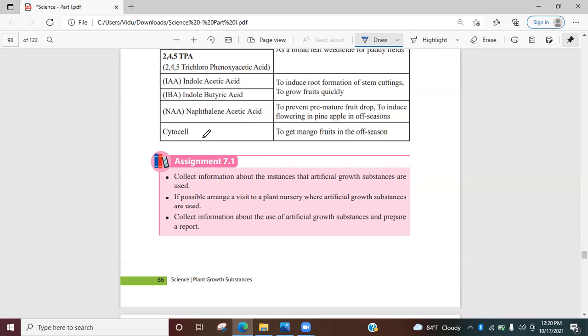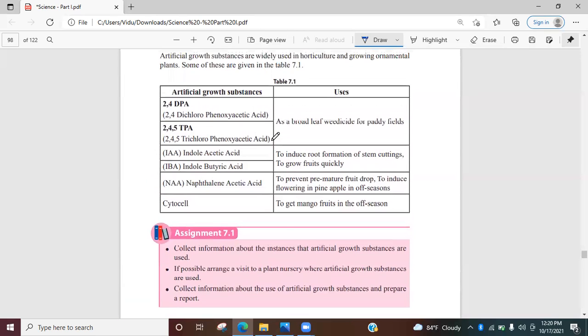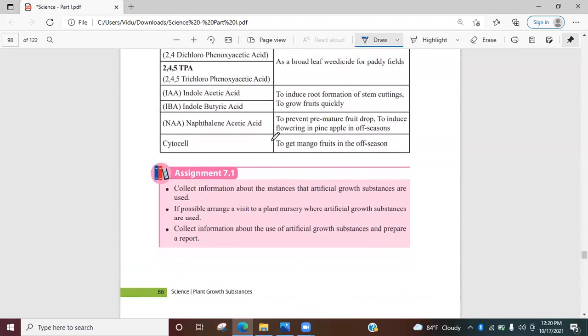Cycocel, to get mango fruits in the off-season. So these are the artificial growth substances and their uses.